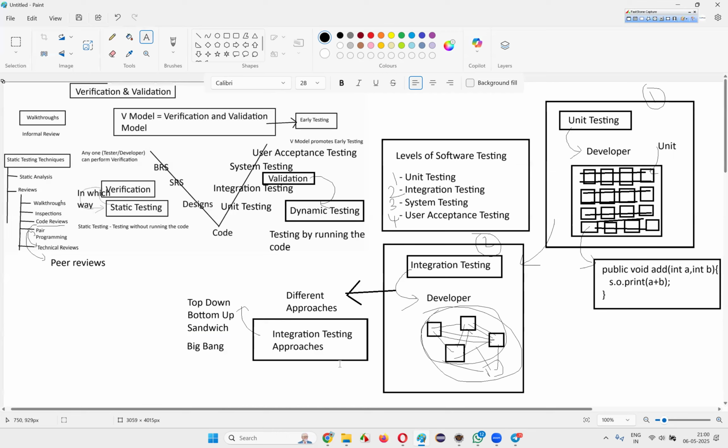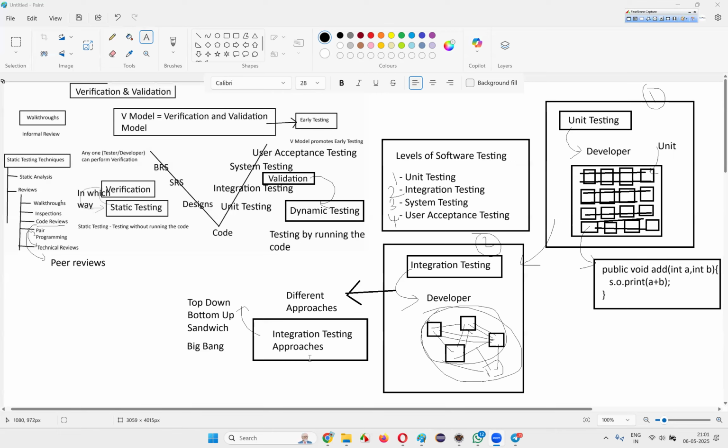I will explain the different integration testing approaches in tomorrow's session, guys. For now, just try to understand. So top-down, bottom-up, sandwich and big bang: four integration testing approaches are there to perform integration testing.